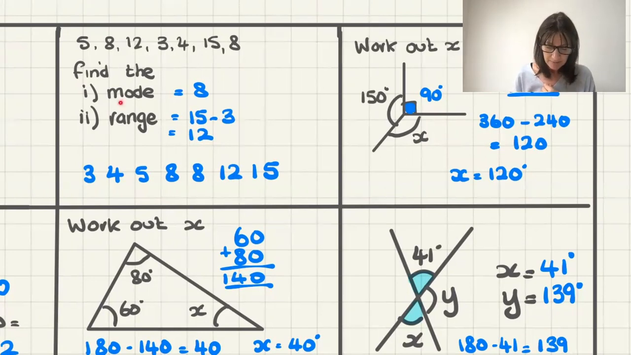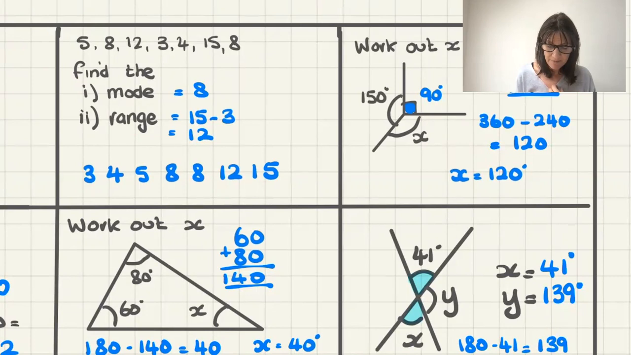So mode means most. I've put them in order. I can see really clearly that 8 is coming up the most, so that's my mode. Range is the difference between the biggest and smallest.